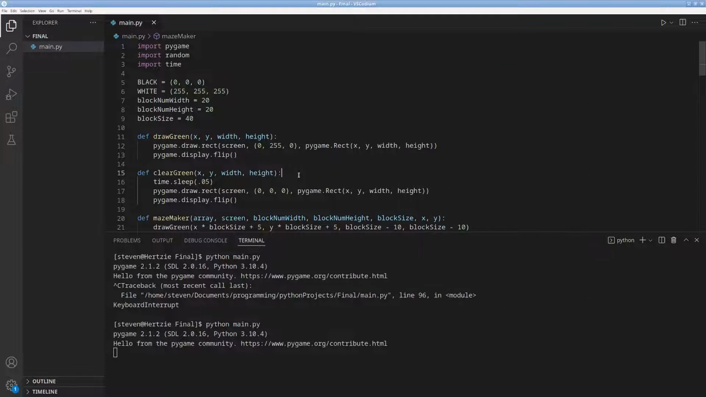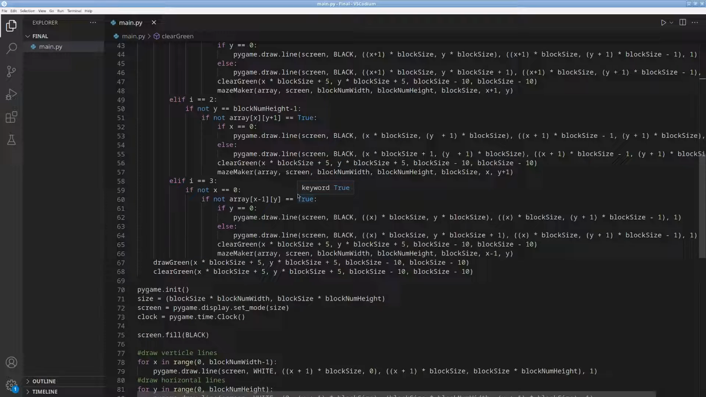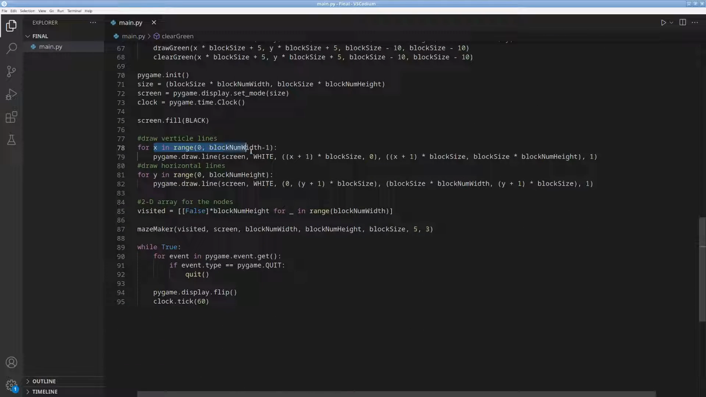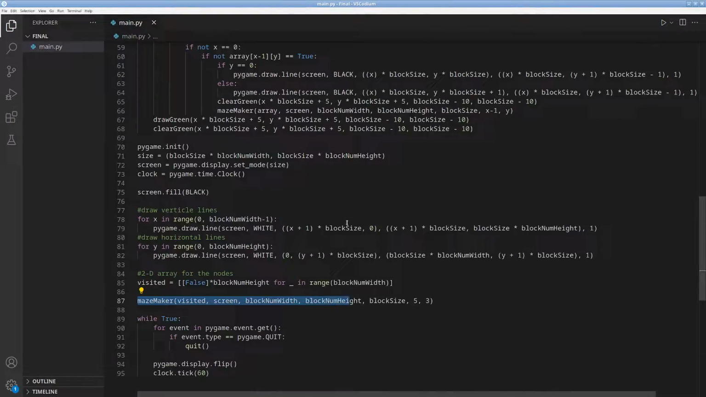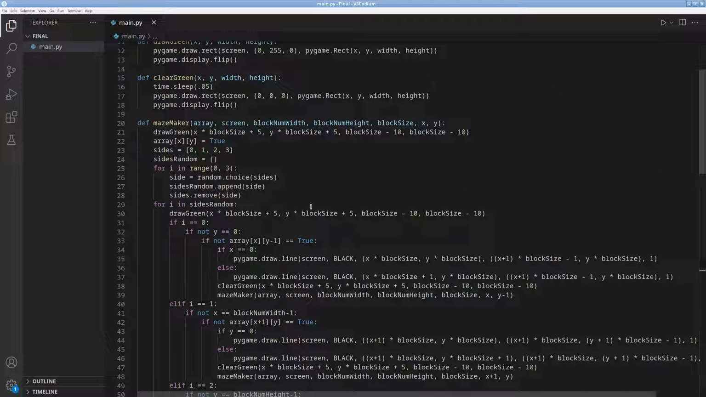So it creates the vertical lines and then the horizontal lines here, and then it creates an array of all the cells it's visited, and then it actually runs the thing that determines the direction. This is a recursive function. Here it determines the order, so every square will go up, down, left, and right.